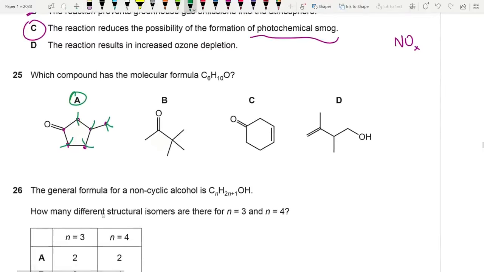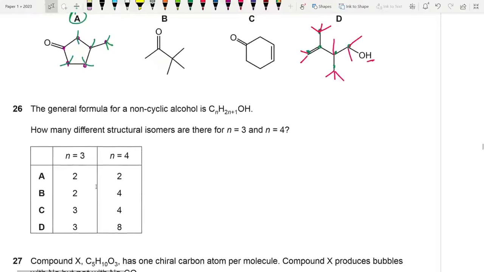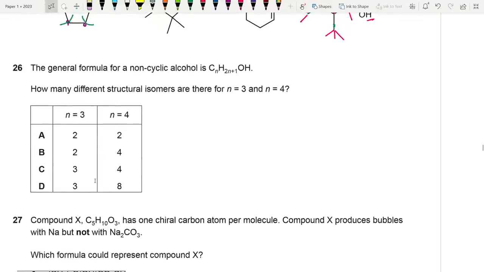Look at this. This one is out because it has 1, 2, 3, 4, 5, 6 carbons and one oxygen. Look at the hydrogens: 1, 2, 3, 4, 5. This has 4 hydrogens. 6, 7, 8, 9, 10, 11, 12. See, that's a lot. The general formula for a non-cyclic alcohol is this.